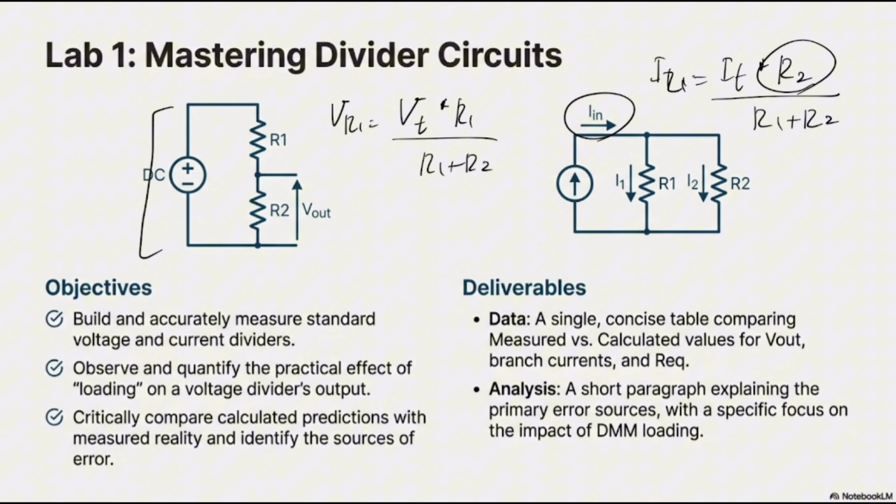The objectives are obvious. We are going to build and accurately measure the standard voltage and current dividers. We are not only going to calculate them, we are going to simulate them, and obviously measure them to make sure that it is actually going to work. We are going to observe and quantify the practical effect of loading on a voltage divider's output. We would like to see what would happen if, rather than only one R2, we have another resistance beside it. We would like to see what would happen if we change R2.